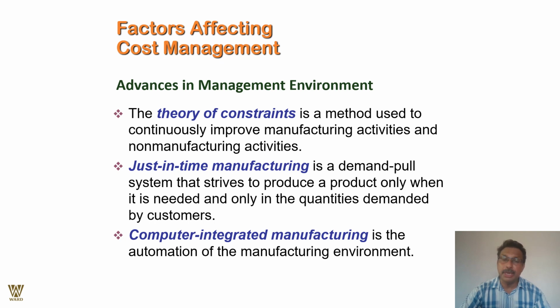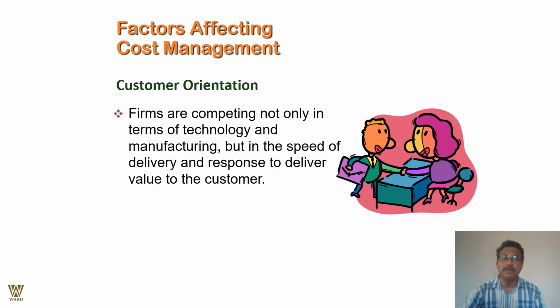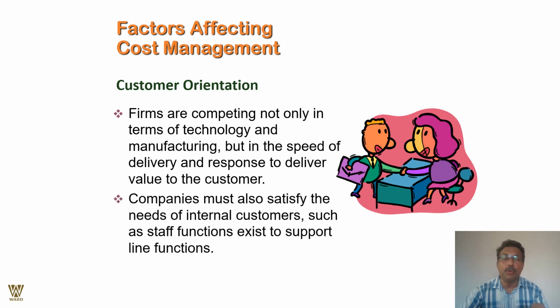CIM, or computer integrated manufacturing, is an automation in the manufacturing environment, absolutely barcoded. Radio frequency identification will pass on the message as to what is required in which areas. Customer orientation: firms are competing not only in terms of technology, not only in terms of manufacturing, but also to grab the eyeballs of the customer. The attention of the customer is very important. The delivery and the response, which might add value for the customer, is what every company is striving for.